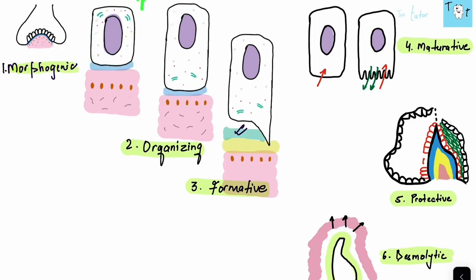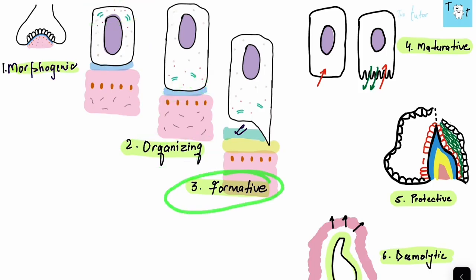This end is called the upper side, the proximal end, and the lower side is called the distal end. So there are centrioles and the Golgi bodies in the proximal end. But in the second stage, what will happen? The inner enamel epithelium will elongate and these cells will migrate to the distal end. Okay. So this is what happens in the organizing stage.